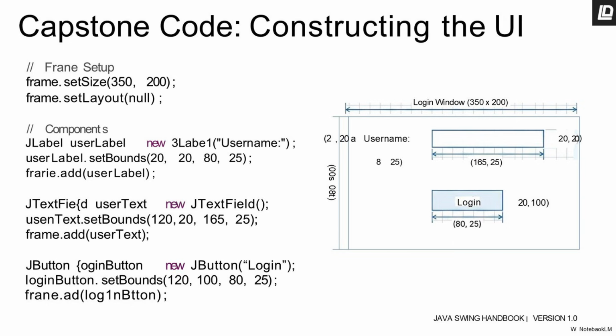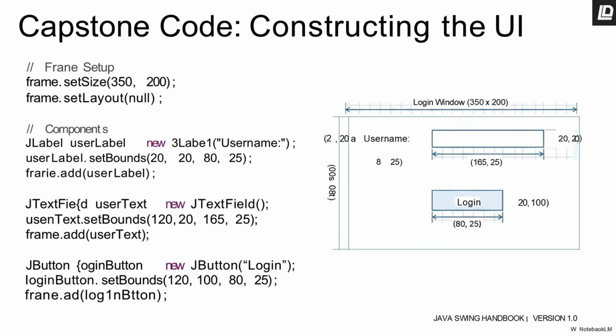Finally, to make the interface truly interactive, you attach event listeners to your components. Event listeners are what allow buttons to respond to clicks, text fields to detect input, and the program to react to user actions in real time. Without event handling, your UI is just a static display, pretty, but useless.